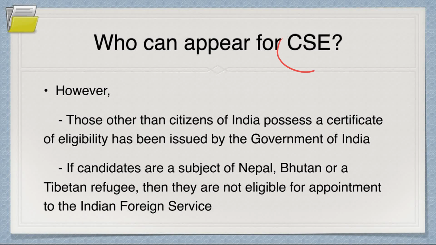Now, who can appear for civil services? Again, those other than citizens of India must possess a certificate of eligibility issued by the Government of India. If candidates are subjects of Nepal, Bhutan or are Tibetan refugees, then they are not eligible for appointment to the Indian Foreign Service. So these are all the rules, and you better know the exact rule.